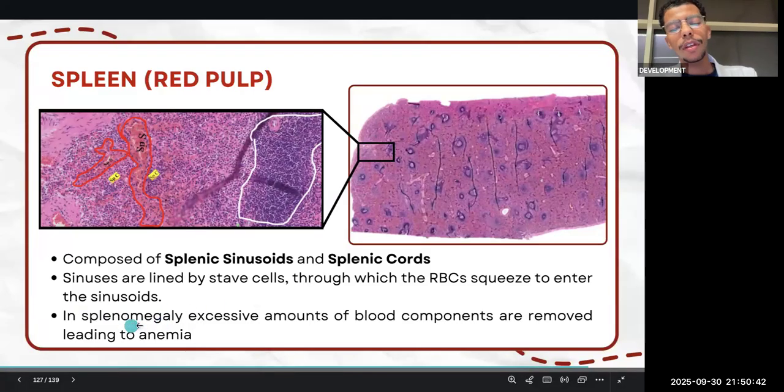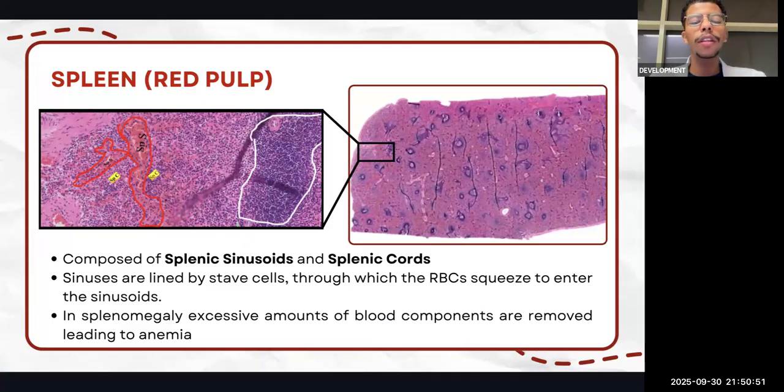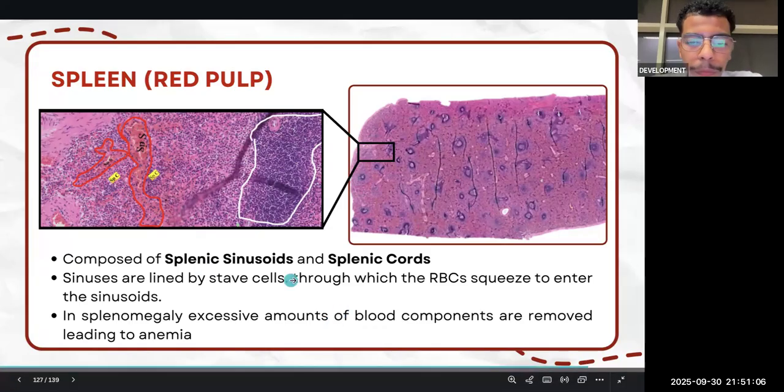Also, a clinical insight that was mentioned is in splenomegaly, because a lot of the blood is going to be flowing through. Splenomegaly means enlargement of the spleen. So with enlargement of the spleen, more blood is going to go into it, and more blood is going to be removed. So this leads to anemia because you'll have fewer red blood cells.